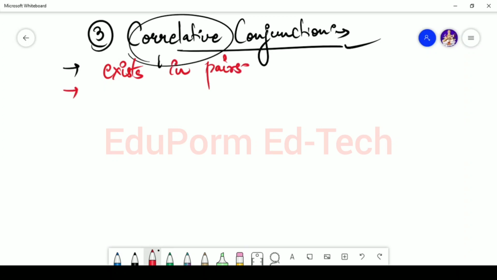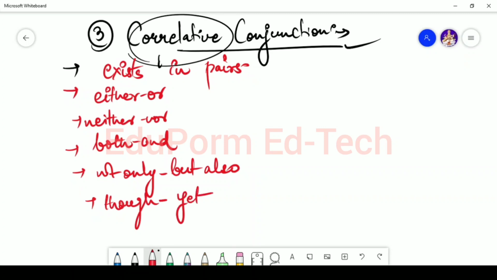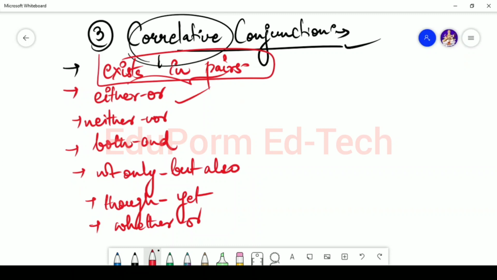Okay, like again either or, neither nor, both and. Okay, these are those conjunctions which always stay together. वो pairs में रहते हैं. ठीक है, जोड़े हैं ये, हंस हंसनी के जोड़े. Okay, though yet, whether or. So these are those conjunctions which will exist in pairs, like either or, neither nor, both and.